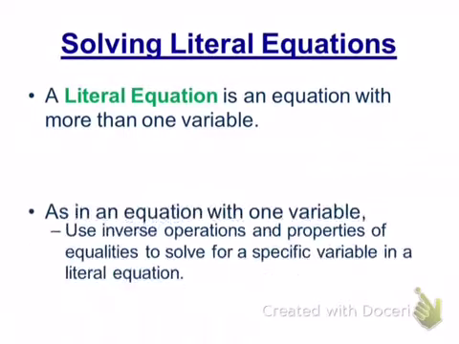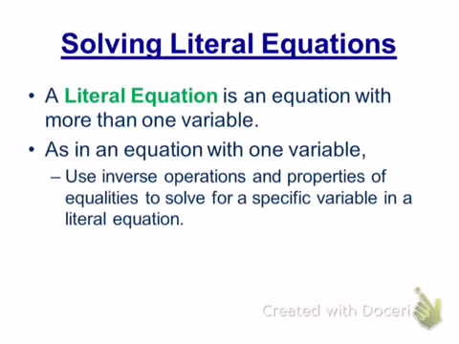When you're solving literal equations, we're still going to use inverse operations and properties of equality to solve for the specific variable. What do we mean by these instructions? Solve for a specific variable. What does that mean? How do you solve for a variable? You get it by itself. Yes, you get it by itself. You isolate the variable, right? Once we have a variable by itself, we're going to have it solved. Now, to do that, we're going to use inverse operations and the properties of equality.